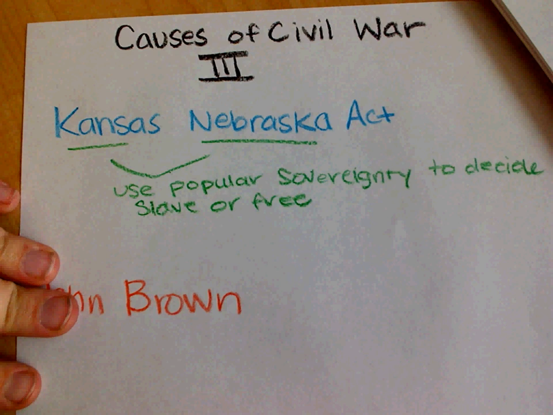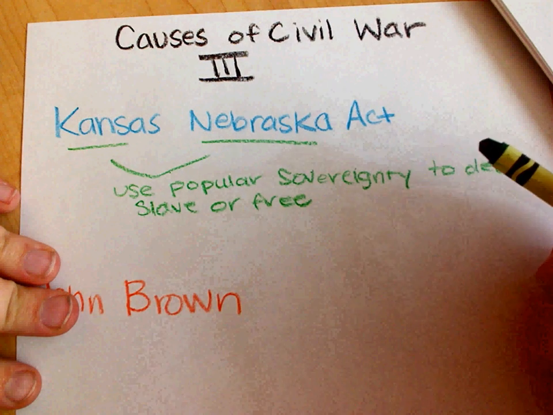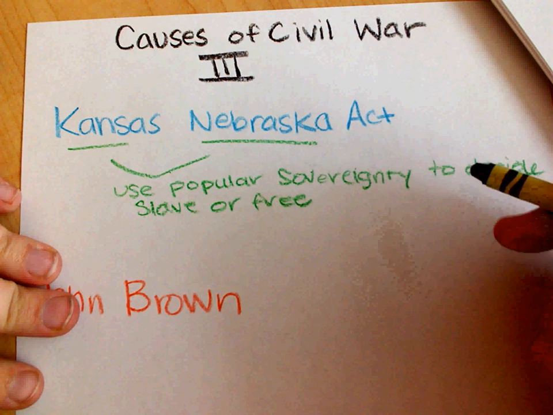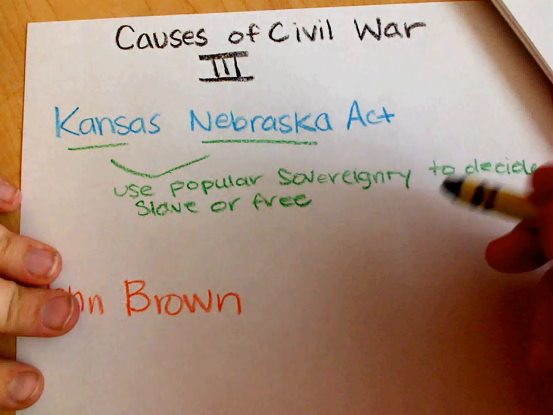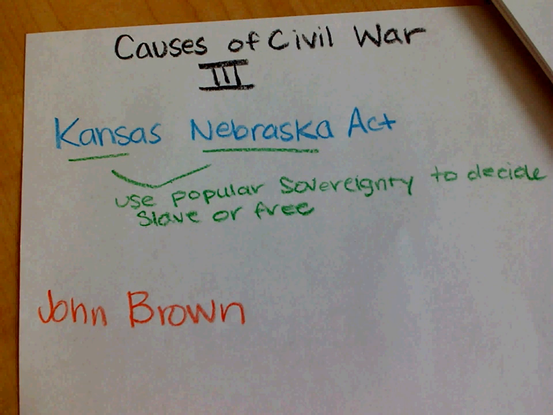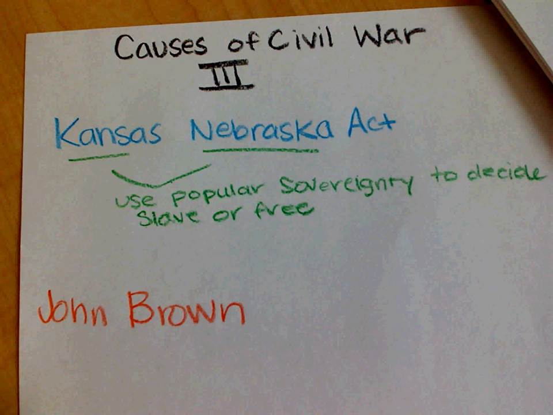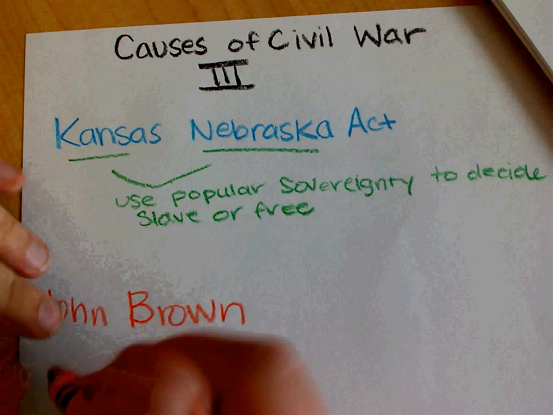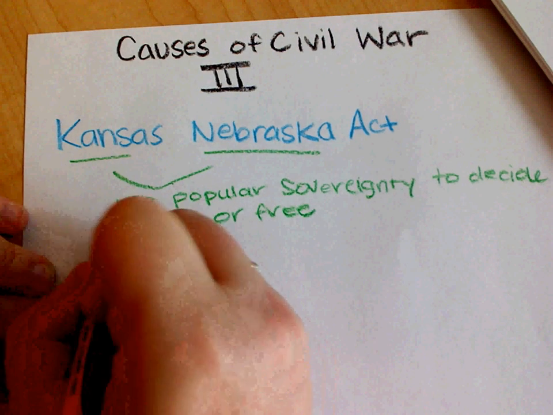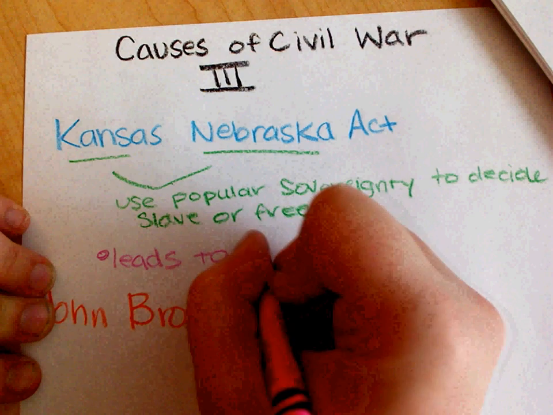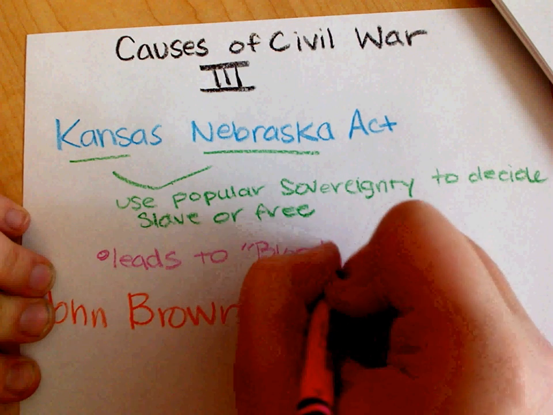The people choose. Examples from the Constitution would be we the people, the consent of the governed. Both of those are examples of popular sovereignty in the Constitution. Now, the fact that the Kansas-Nebraska Act says Kansas and Nebraska will get to choose, the people will get to vote, it causes a craze. All these people rush to Kansas, and it leads to something called Bloody Kansas.